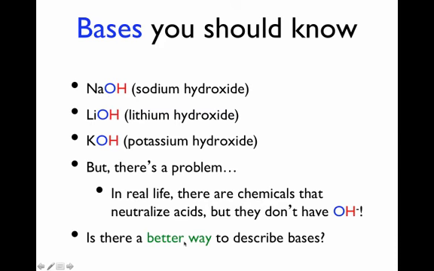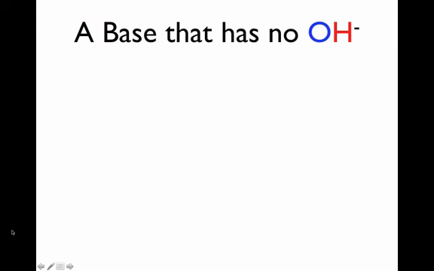So, because there are bases that can neutralize acids but don't have OH in their formula, our original definition of a base, which was something that releases OH minus when it's dissolved in water, isn't the best definition. We need a better definition to describe what a base is, and that's what the next slide is going to be about. Because our original definition of a base wasn't the greatest, because there are other materials that behave as bases but don't have OH minus, the best way to introduce the idea of giving a better definition is to show you a base that actually doesn't have OH in its chemical formula.